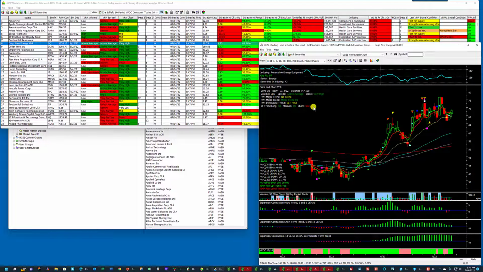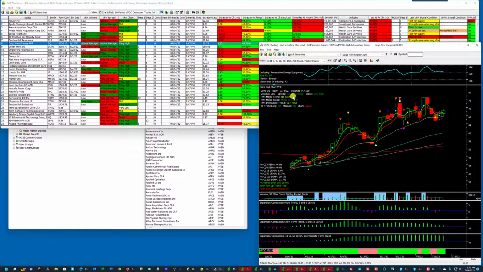Now if I click on to today, this gives me the current information. Volume is low. That would read low for today or currently. Spreads above average, and the close is very high, which represents this candle as it is today. Also, you can see that the long-term trend's up, the medium is up, and the short is down. I don't use the random walk trends. I just use the VPA trends here.